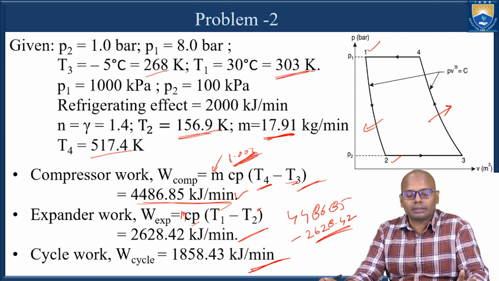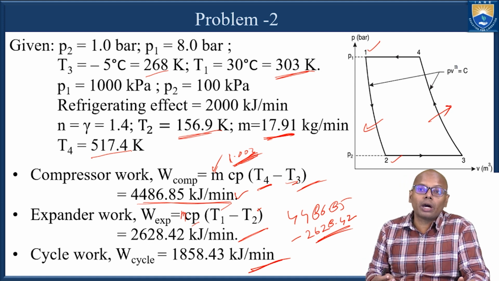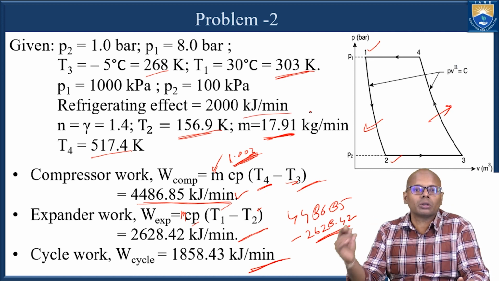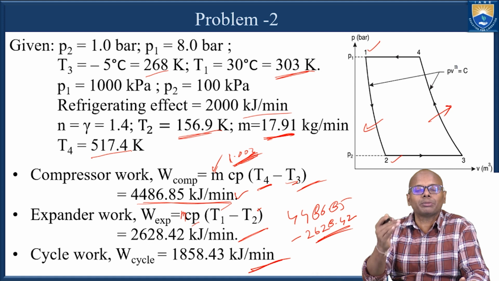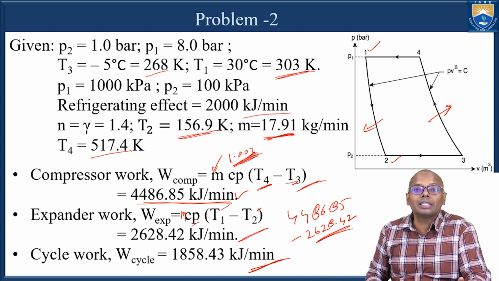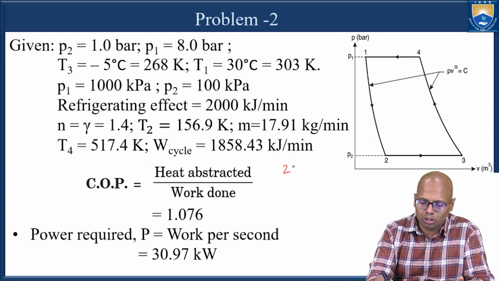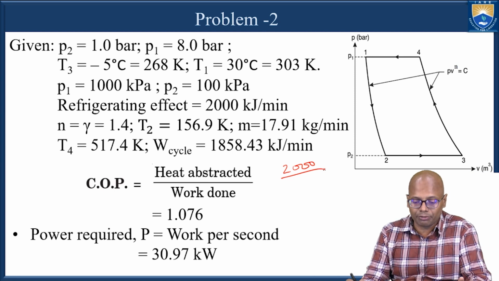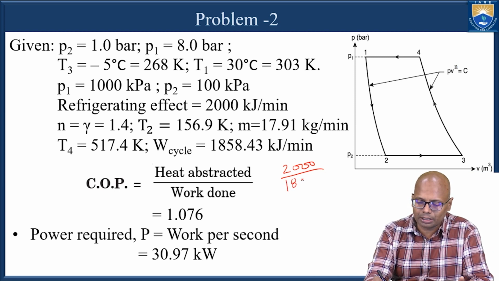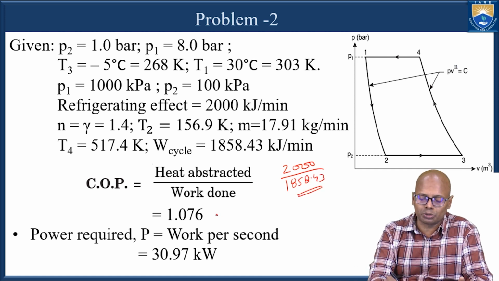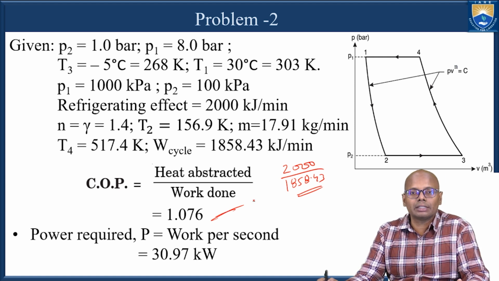Now I know the work done per cycle. The refrigeration effect is also known. So the ratio of the refrigeration effect by the work done per cycle will give me the COP of the cycle. So the COP of the cycle is 2000 kilojoule per minute, the refrigeration effect, divided by the net work done, which is 1858.43. So this is equal to 1.076. This is the COP of the refrigerator.